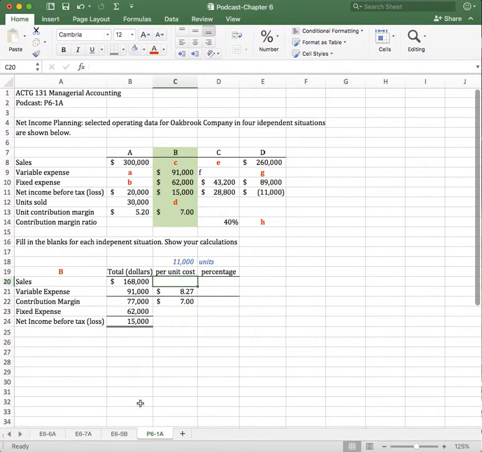$168,000. We can also calculate the per unit two ways. We can take total sales and divide it by 11,000 units, or we could have added, let me show you over here, the contribution margin per unit and the variable expense per unit. So letter C is the 168, and letter D is the 11,000 units.